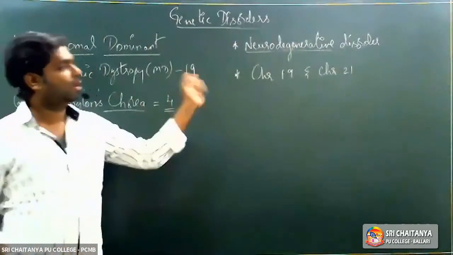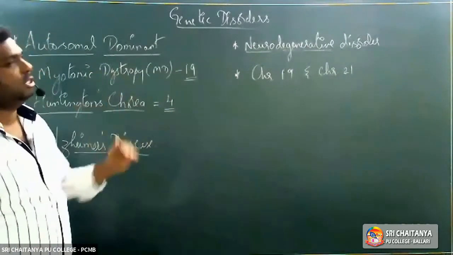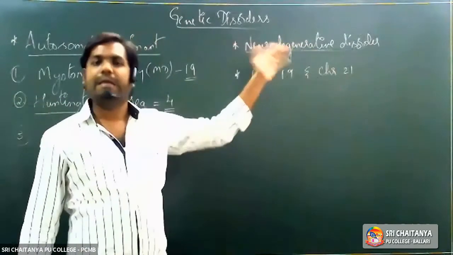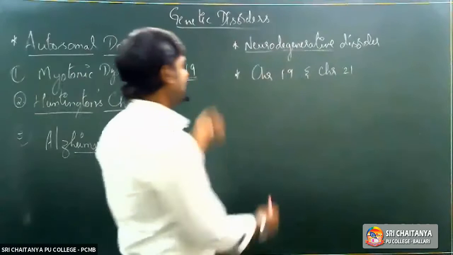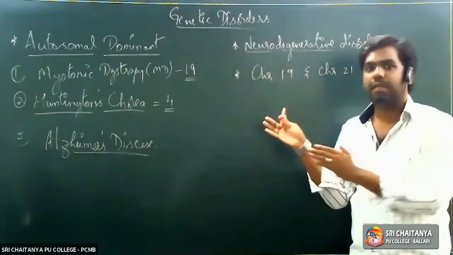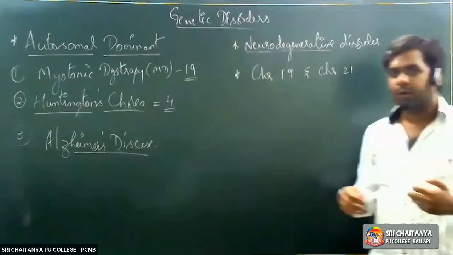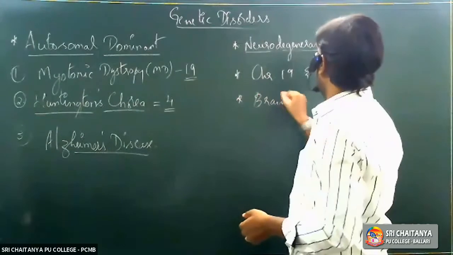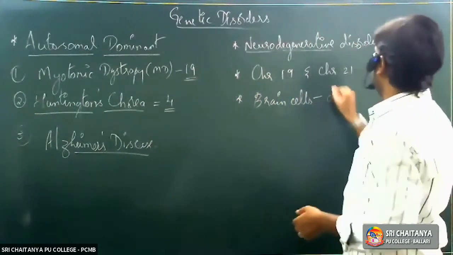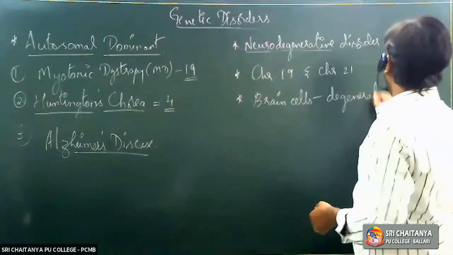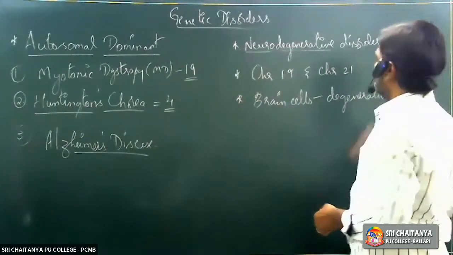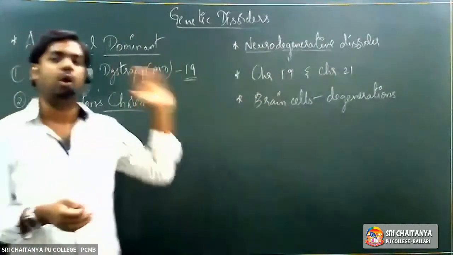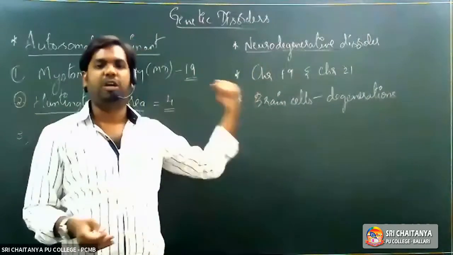So what would happen because of these mutations? Due to mutation of genes located on chromosome number 19 and chromosome number 21, there is some sort of inhibition in the brain cell metabolism, as a result of which the brain cells undergo the process of degeneration. Over a period of time, all the neurons or brain cells would be completely damaged, leading to complete loss of memory.